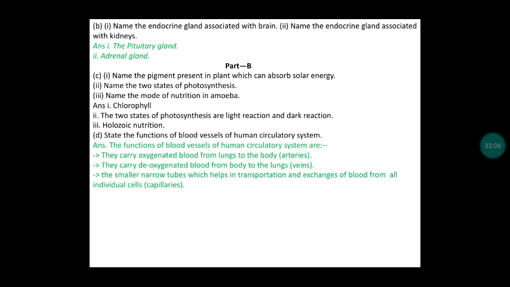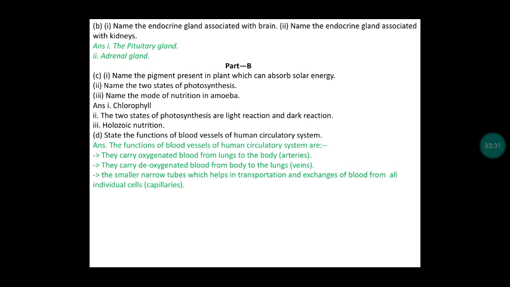Name the pigment present in the plants which can absorb solar energy. That is the chlorophyll. Name the two stages of photosynthesis. The two stages of photosynthesis are light reaction and dark reaction. Name the mode of nutrition in amoeba. That is the holozoic nutrition.